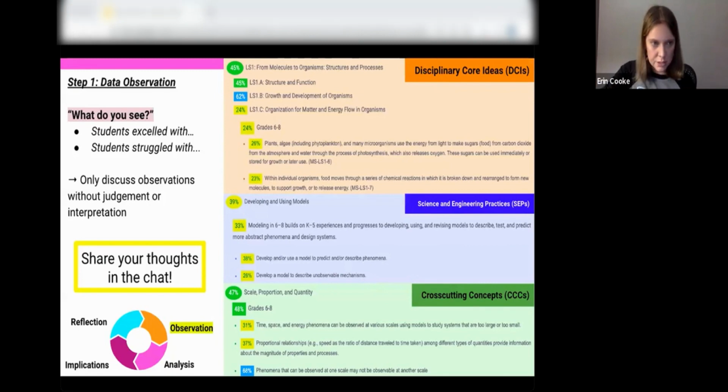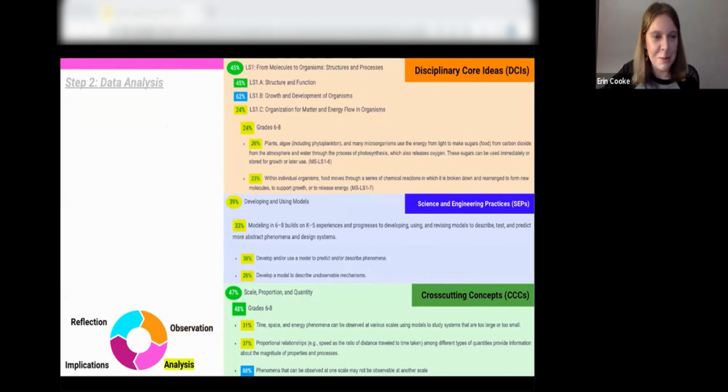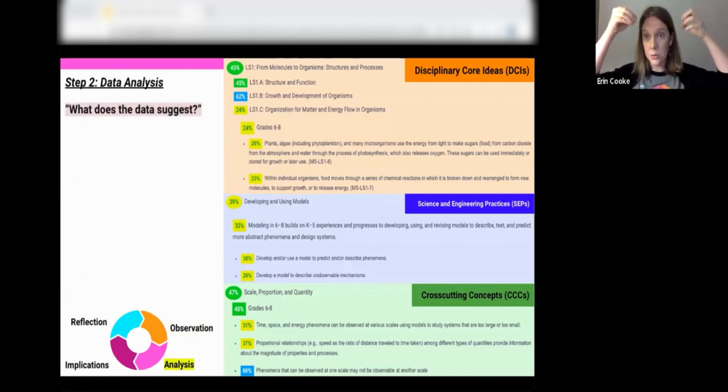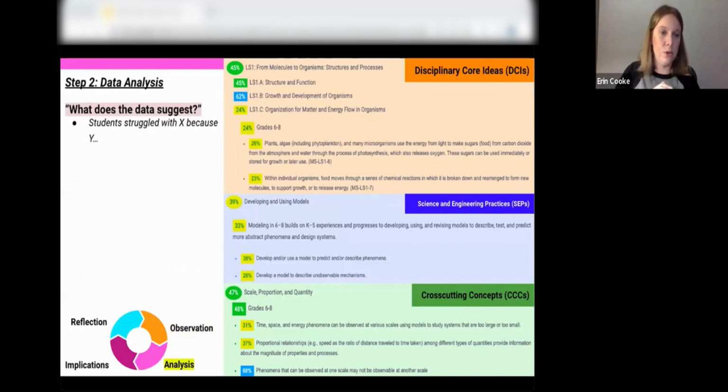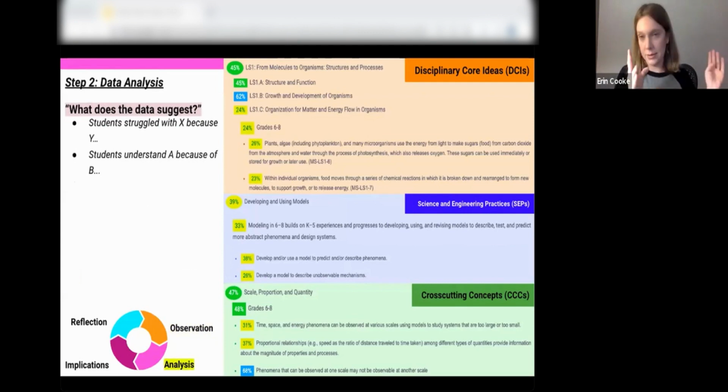And some of you have already done some analysis, so I'll make sure to point that out because there are some nice pieces there. But now that we have those nuggets of observations, let's look at those pieces we've lifted to the surface and think about what that data suggests about what they're struggling with versus what they're excelling with.